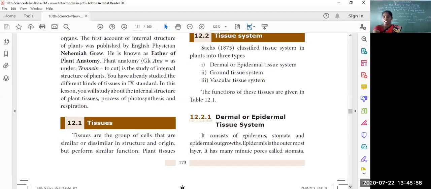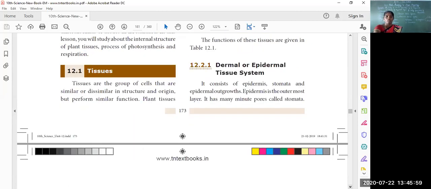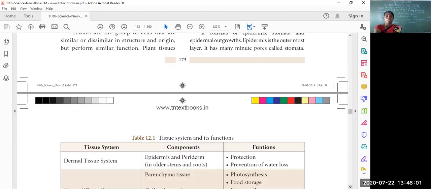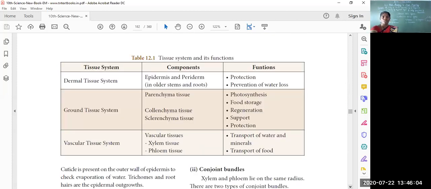The functions of these tissues are given in the table. You may see the tissue systems and their functions. Tissue system, first one is the dermal tissue system. It consists of epidermis. The epidermis is the outermost covering, and periderm, which is present in the old stems and roots. If you take a cross section, we will see these epidermis and periderm. Next, the functions of dermal tissue system. The functions are protection. It protects the plant. Then prevention of water loss. It prevents the loss of water from plants.